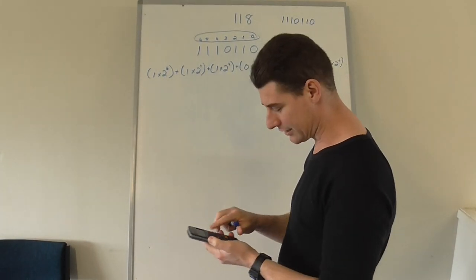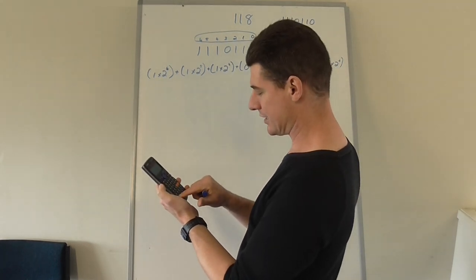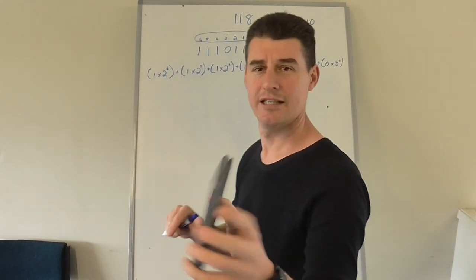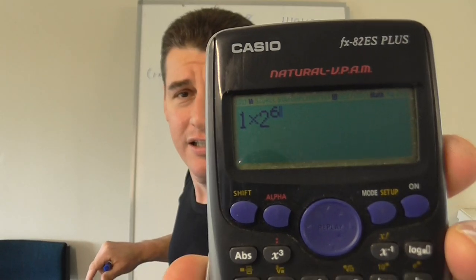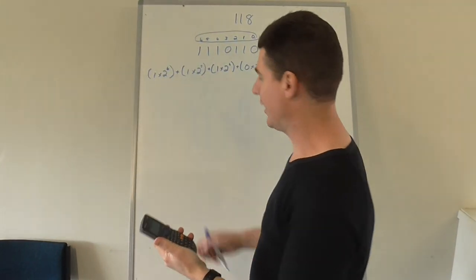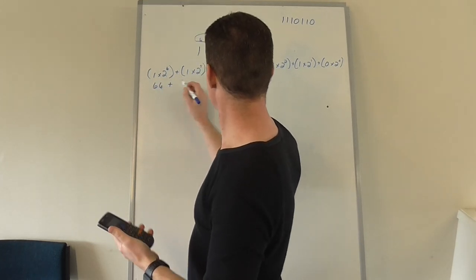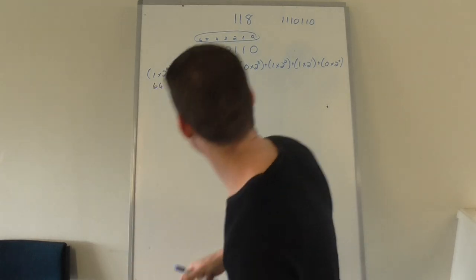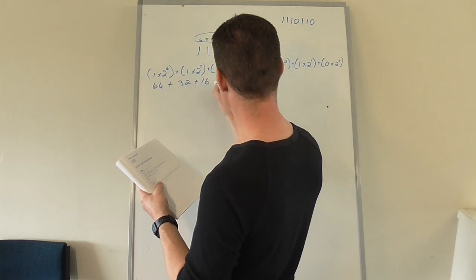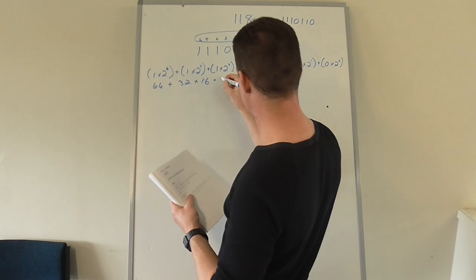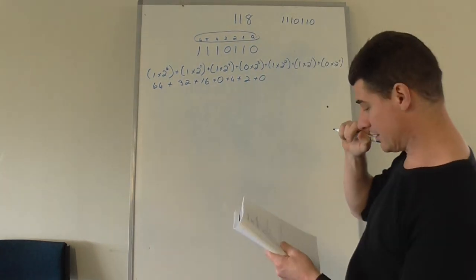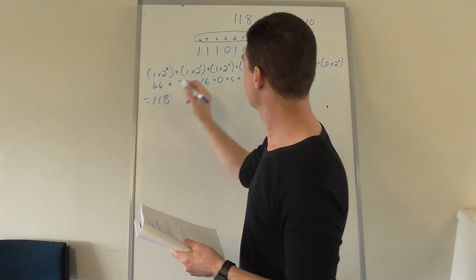So now we're just going to calculate. You just say 1 times 2 to the power of 6. If you can see carefully there, you can just put that in, 1 times 2 to the power of 6, and it calculates it for you. And that's 64. Plus, I'm not going to calculate all of them, because I've already got all the answers here. So that one will be 32, plus 16, plus 0, because 0 times anything is 0, plus 1 times 4, plus 2, plus 0. If you add that up, you get 118.